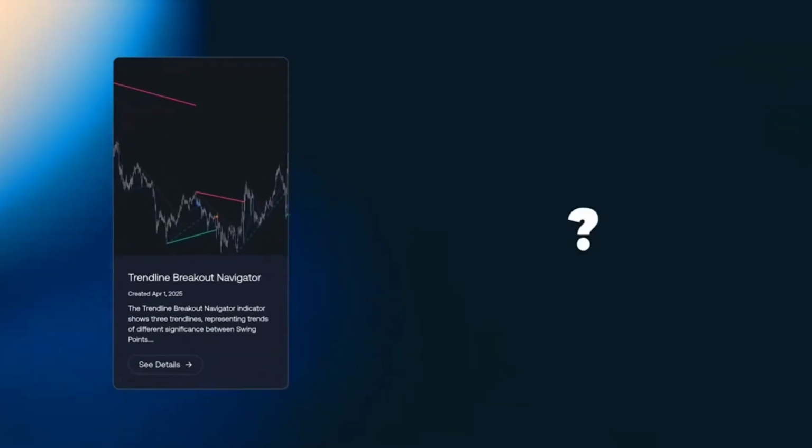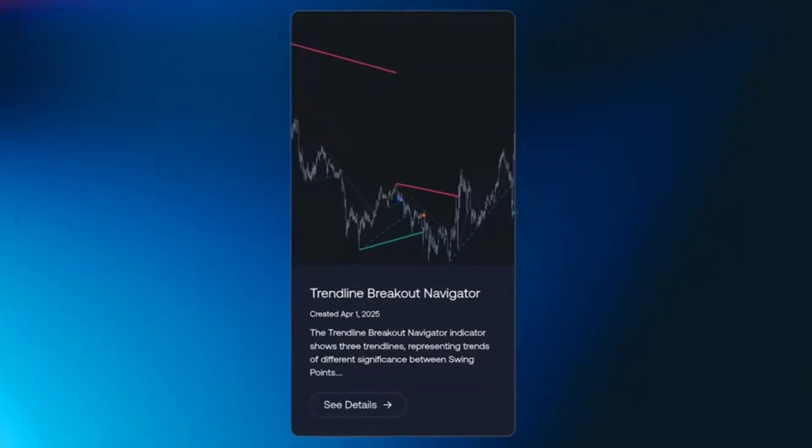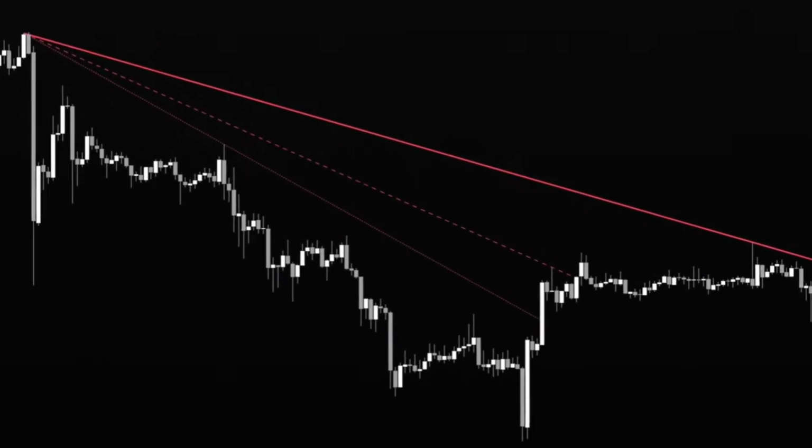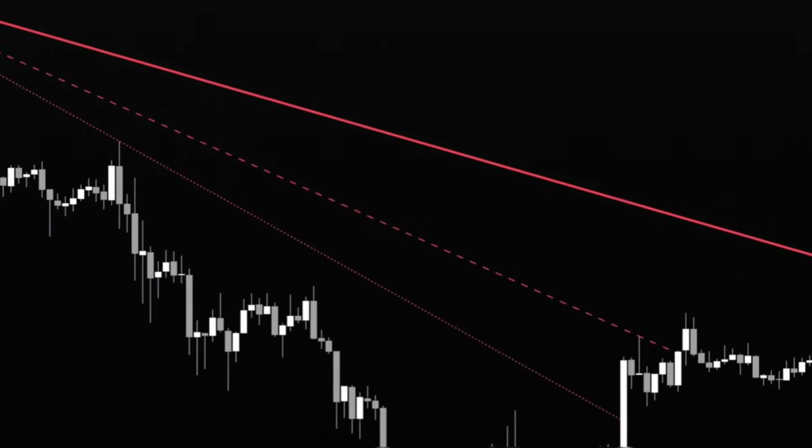This indicator takes all the guesswork out of drawing trend lines. It automatically detects and plots all 3 levels on your chart, each styled differently so you can instantly tell them apart. The long-term trend line shows up as a solid line, acting as the structural backbone of the market. The medium term is drawn with dashes and is the broader trend within that structure. And the short term appears as a dotted line, reflecting the most recent price action shifts.